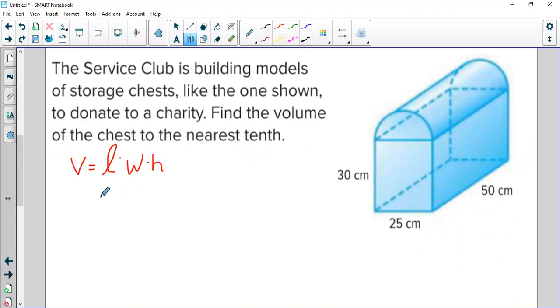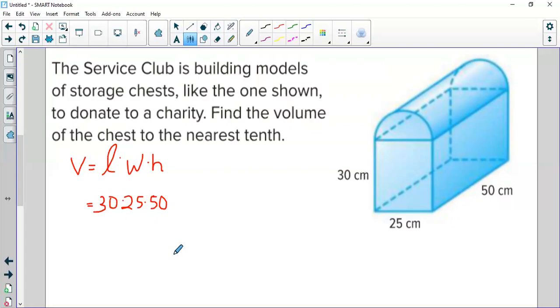Okay, so it's 30 for the length, 25 for the width, and 50 for the height. Now, when we did rectangular prisms, remember, you're just multiplying three numbers. So it doesn't even matter what order you put them in. You might have said 30 times 50 times 25, or 25 times 30 times 50. It doesn't really matter. You're just multiplying three numbers.